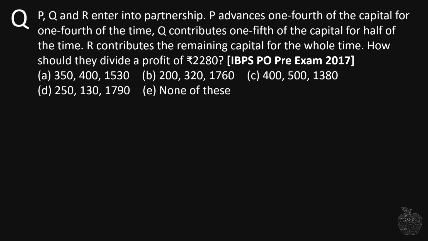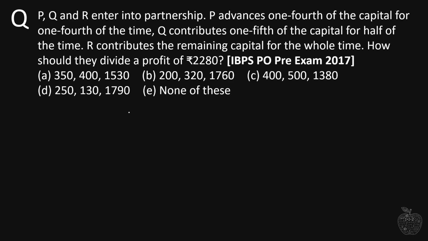P, Q and R enter into a partnership. P advances 1/4 of the capital for 1/4 of the time. Q contributes 1/5 of the capital for half of the time. R contributes the remaining capital for the whole time. How should they divide a profit of 2280?